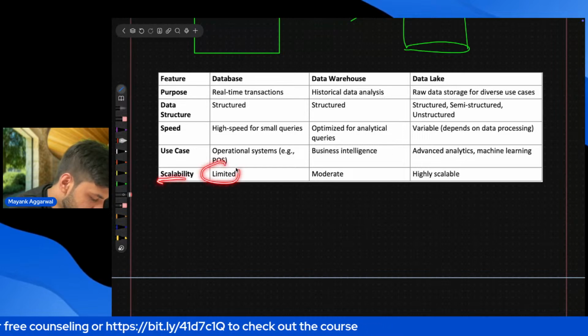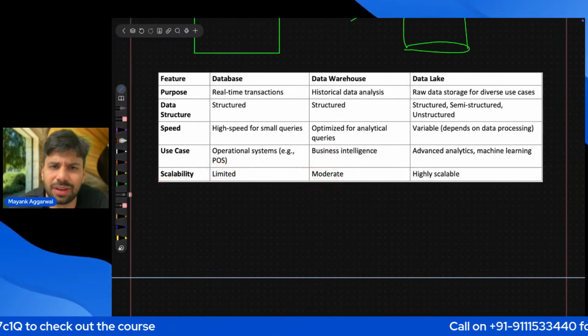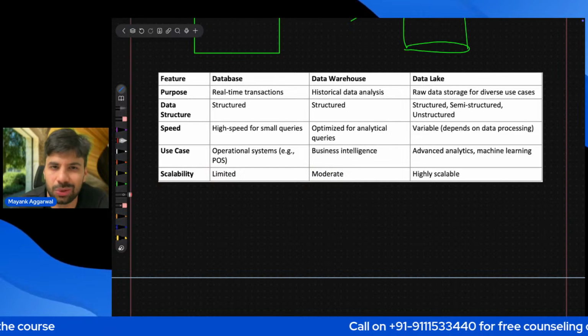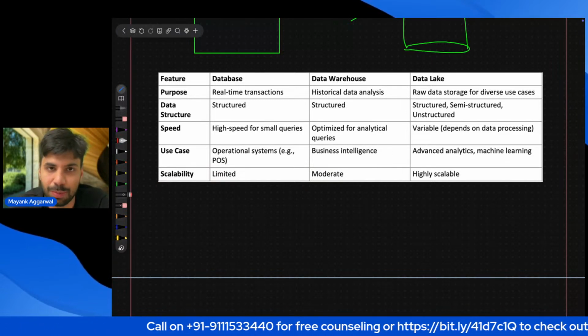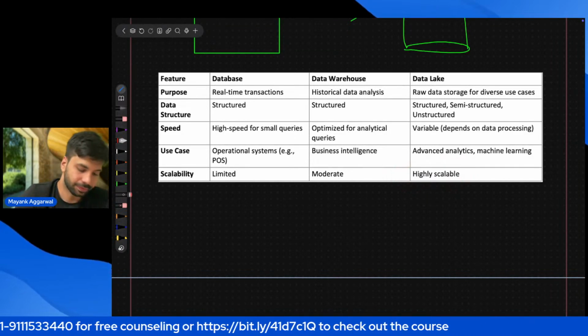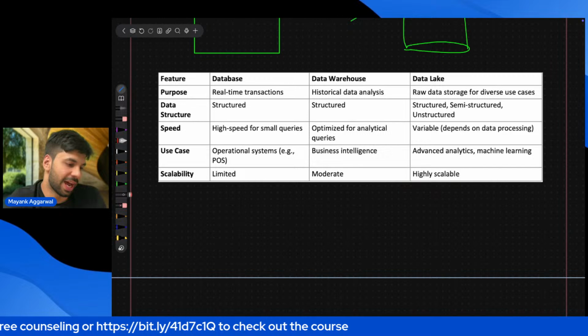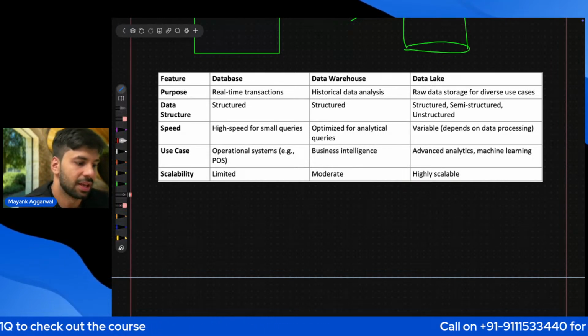Scalability: a database is of course limited, a data warehouse is scalable but at a moderate level. A database is not scalable at all. You cannot say that you have stored TBs of data in your database. Very bad system, very bad design. Data lake, highly scalable. Okay, so I hope that was as easy as I can make it to explain these things.